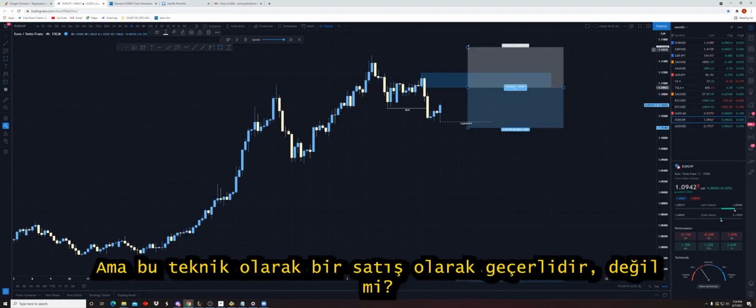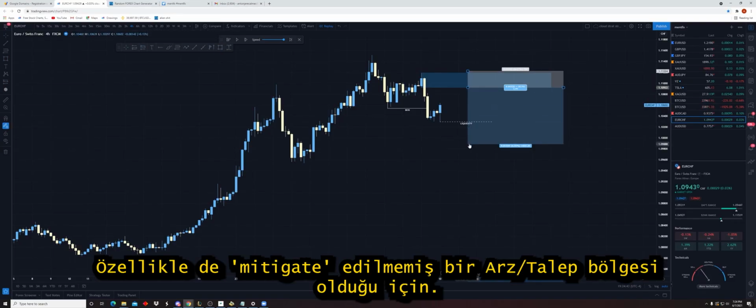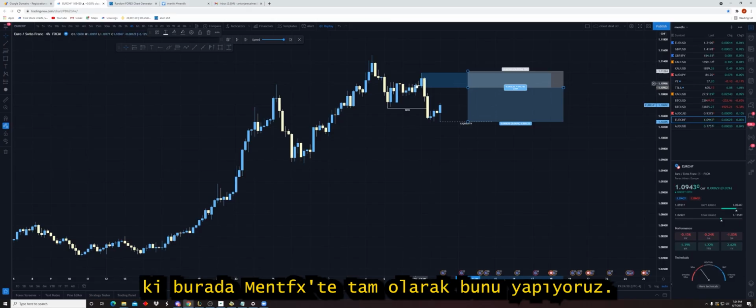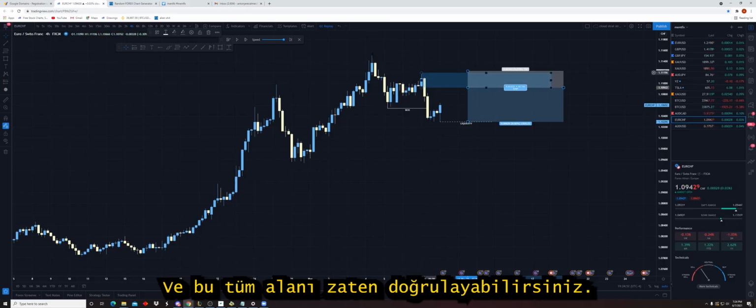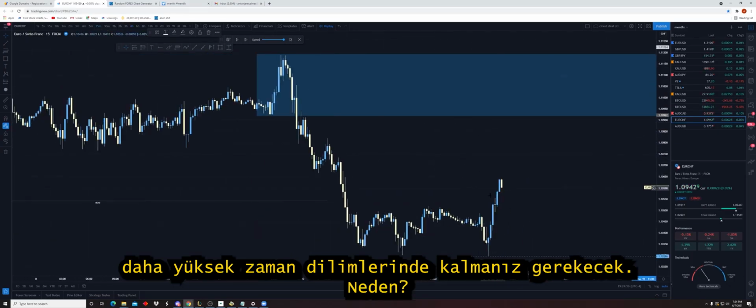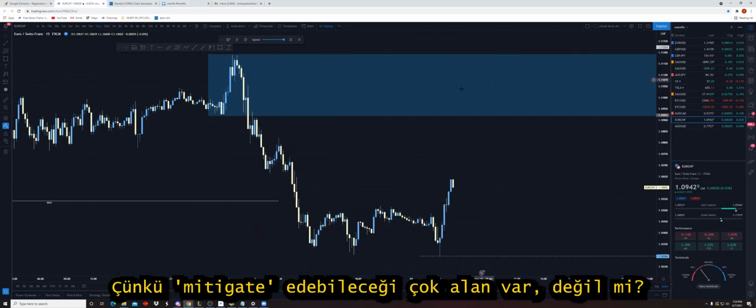But this is technically valid as a sell, right? Especially since it's an unmitigated SND zone, right? So this is a 1 to 2.07, or we wait for confirmation, which is exactly what we do here at MentFX. And you can already confirm this whole area. But because it's a 4 hour area, when price gets there, you'll have to stay on the higher time frames. Why? Because there's a lot of area that it can mitigate, right?